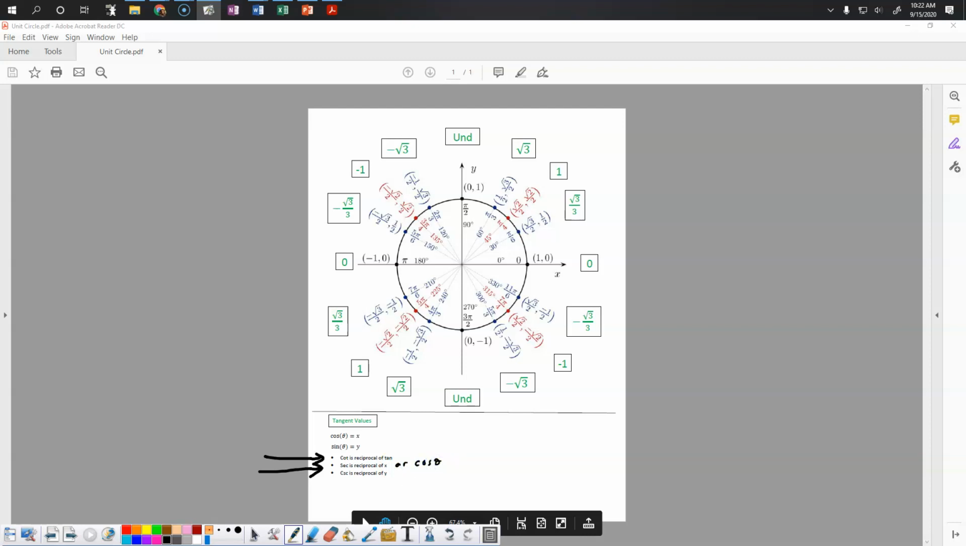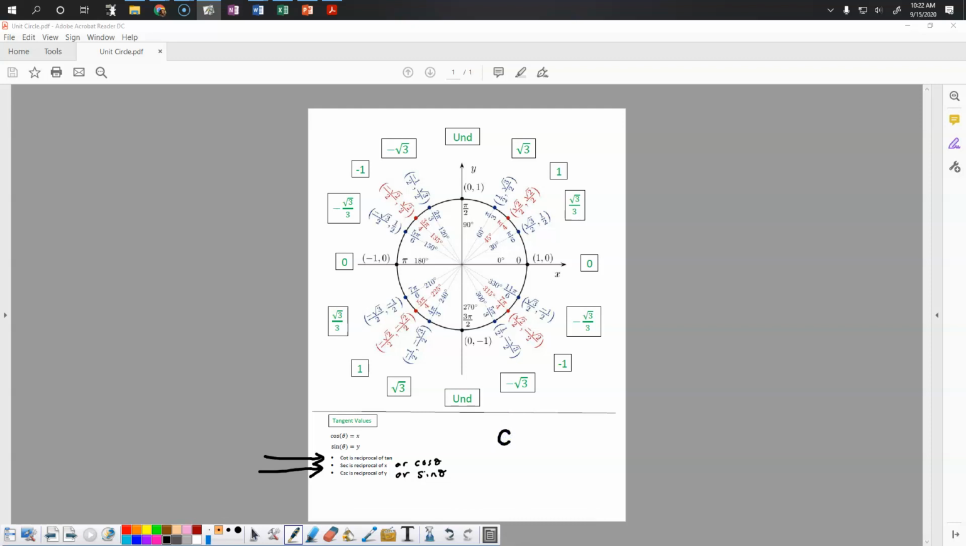And since cosecant is the reciprocal of y, you can also say that technically cosecant is the reciprocal of sine, because y is sine and x is cosine. I think a nice little note to have added on here would be this as well, because this is going to come in handy later today.